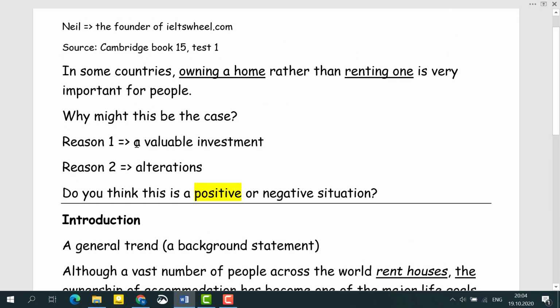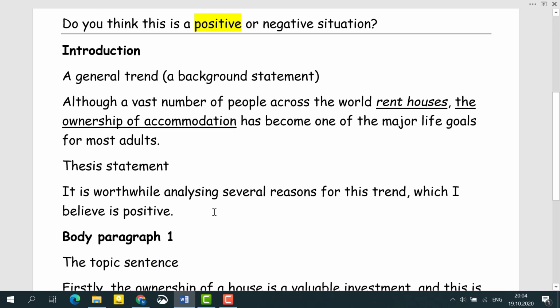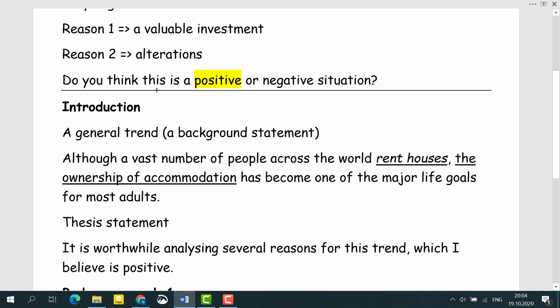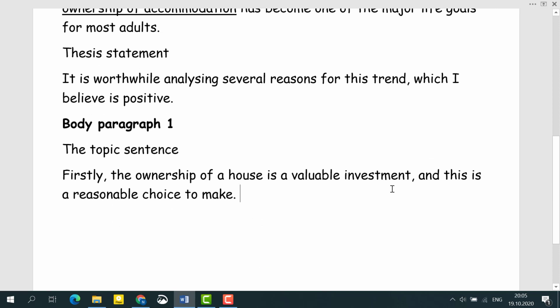Okay, so what is the first reason? A valuable investment, and I have included this one, right? The ownership of a house is a valuable investment. And then the question is, do you think it's a positive or negative situation? And this is a reasonable choice to make. Reasonable means smart, wise choice to make.